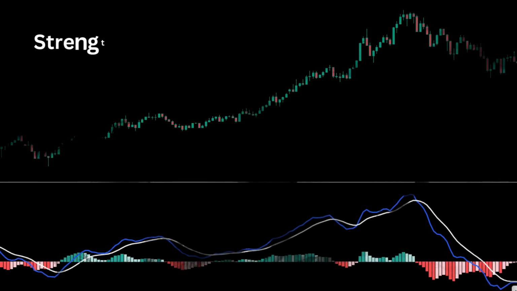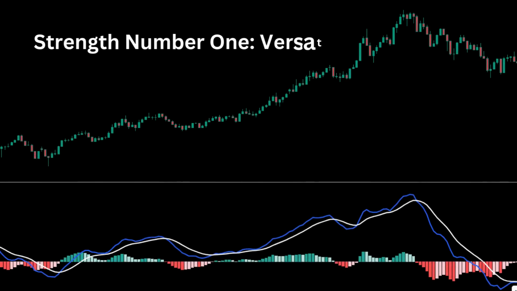Every indicator has its light and its shadow. Let's start with its bright spots, the reasons the MACD has stood the test of time. Strength number one, versatility. This is perhaps its greatest virtue. As we mentioned, the MACD is a two-in-one.